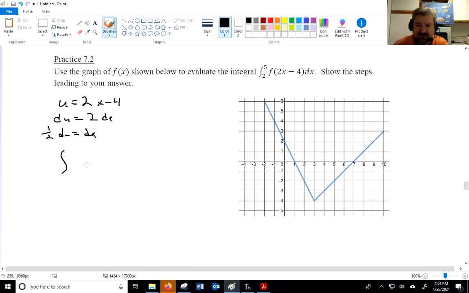So I'm going to change this as the integral from, if I plug a 2 in, I get 4 minus 4 is 0. If I plug a 5 in, I get 10 minus 4 is 6. I'll bring the 1/2 out, and this becomes f of u du. So this is the graph of f. We're going to use it. We're going to go from 0 to 6. So from 0 to 1, we have an area of 1. That's 1/2 times 1 times 2 is 1. So we have an area of 1.